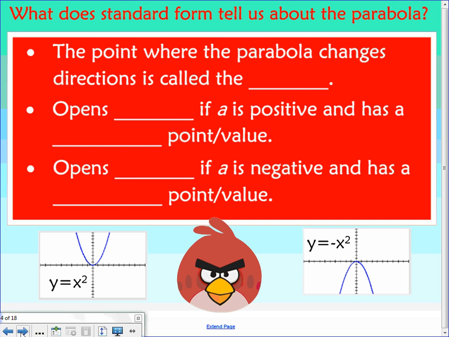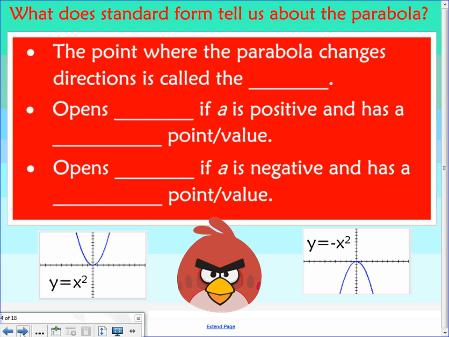Okay, so why is standard form so important? What's it tell us about the parabola? Why do I always make you put everything in standard form? Well, a couple different things come from this. First thing that we're going to talk about, a little bit of vocab for you, is the point where the parabola changes directions is called what?